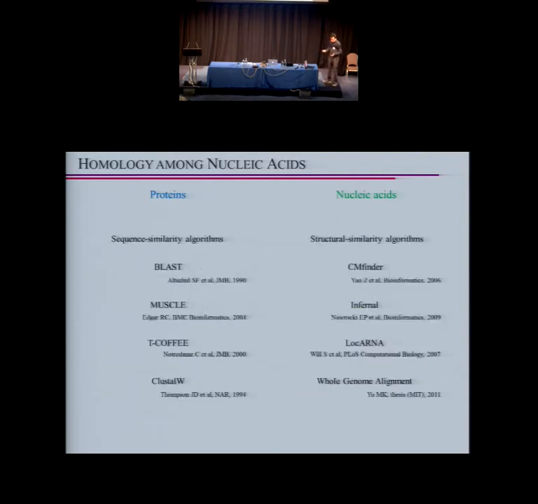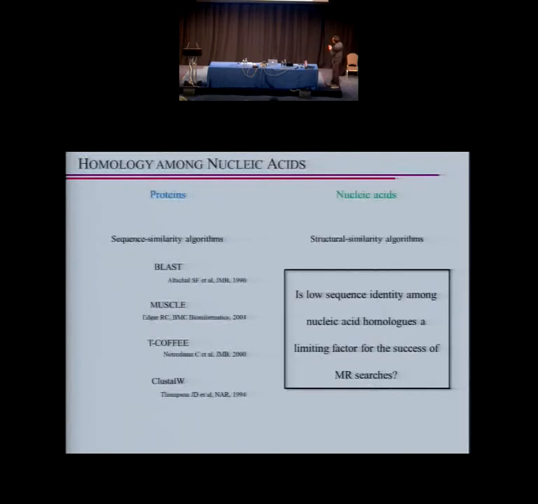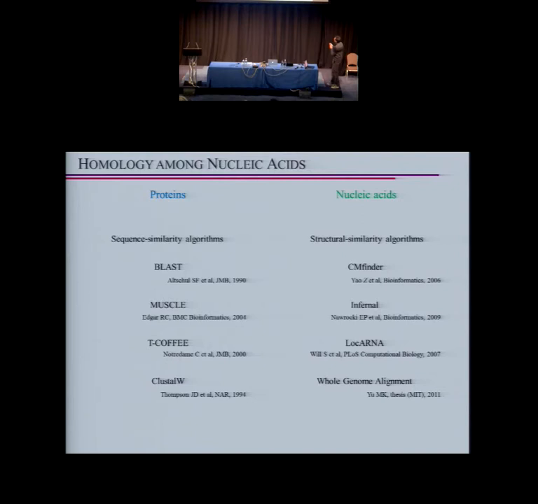So, in other words, the conclusion of this observation is that whereas for proteins sequence similarity algorithms are good to identify potentially good search models for molecular replacement approaches, for nucleic acids one needs to use rather structural similarity algorithms, and there are a few already available in order to define and identify potential homologs.